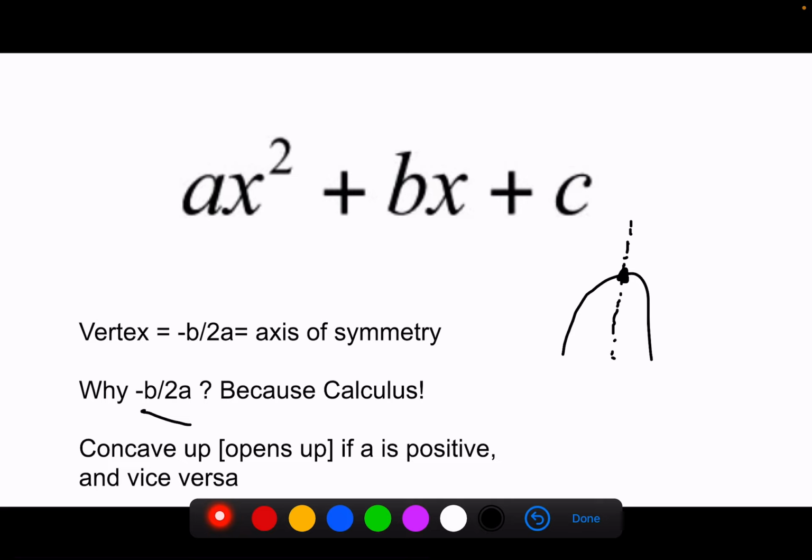So the graph is concave up. The function is concave up, meaning it opens up like this, if a is positive. So a is right here. So if a is greater than 0, then it will open up, and vice versa. So if a is less than 0, then it will open down. It will be concave down, as we say.